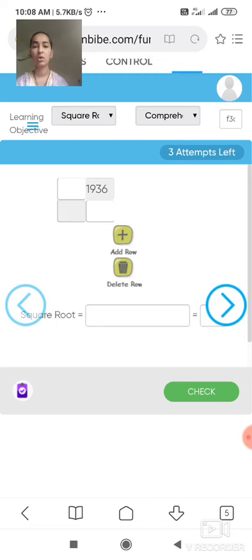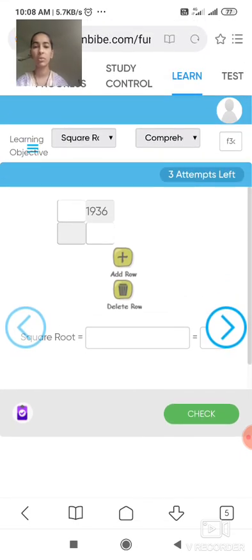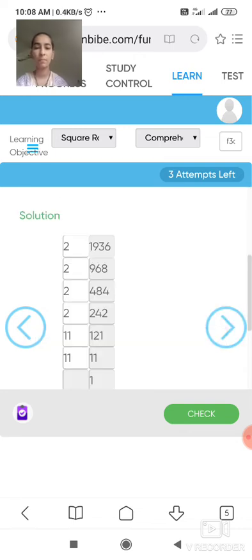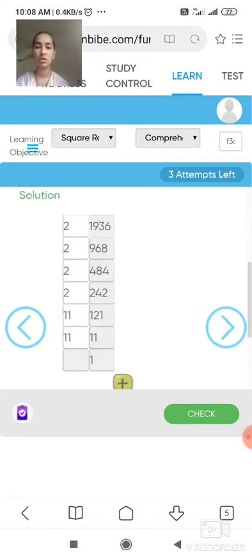Now you can see this example is given. By which sign do we have to take the addition? Add a row, then delete a row. The square root of dash is equal to dash. Okay, now this solution method is prime factorization. So use prime factorization for finding what we have to add.